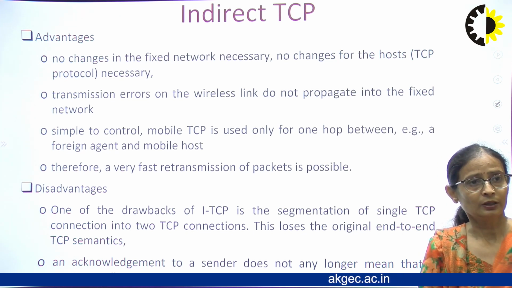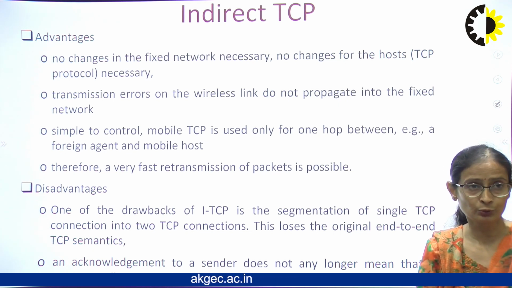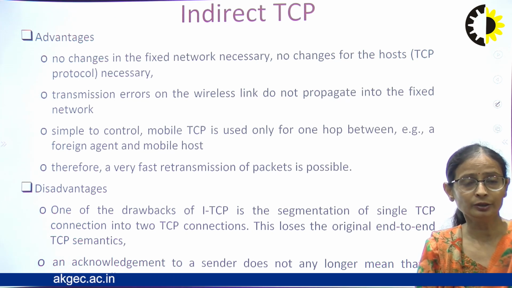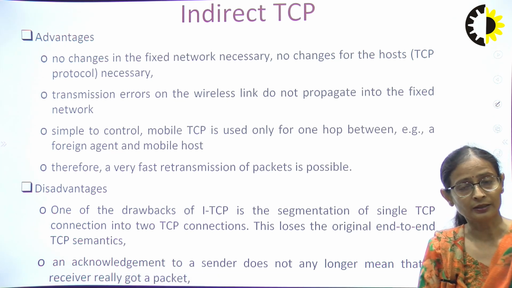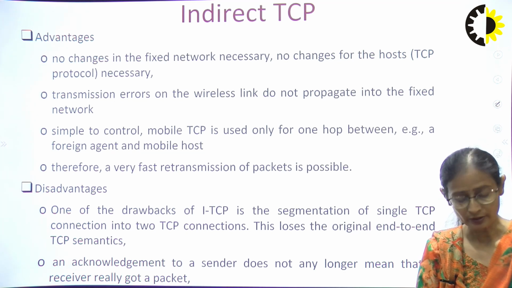One of the drawbacks of I-TCP is the segmentation of the single TCP connection into two TCP connections, and this loses its original end-to-end TCP semantics. And an acknowledgement to a sender no longer means that the packet has been successfully delivered to the receiver, to the receiving end.